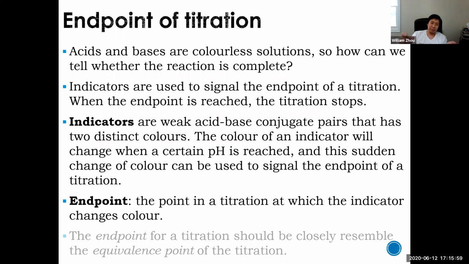All right, so if you want your endpoint to signal the equivalence point, well, they better be very close. If the endpoint has a pH color change similar to the pH of the equivalence point, then you can use that as the indicator. Does that make sense? So you have to carefully choose your indicator such that it will change color at the pH of the equivalence point. If you pick something that has a different endpoint than the equivalence point pH, it's not going to work.